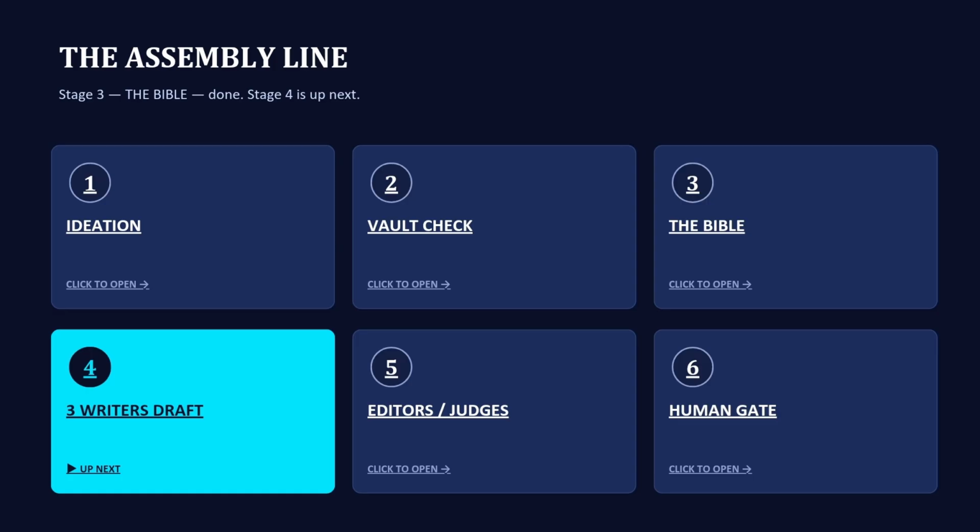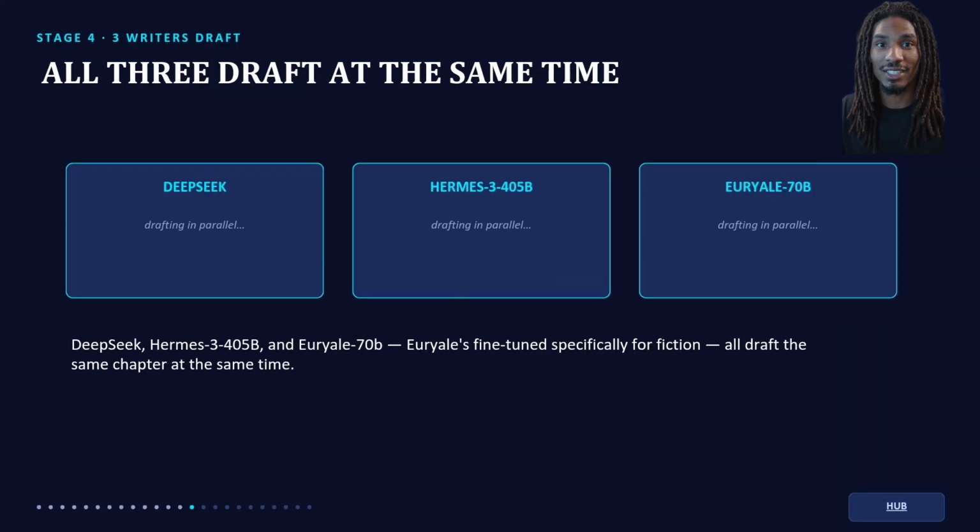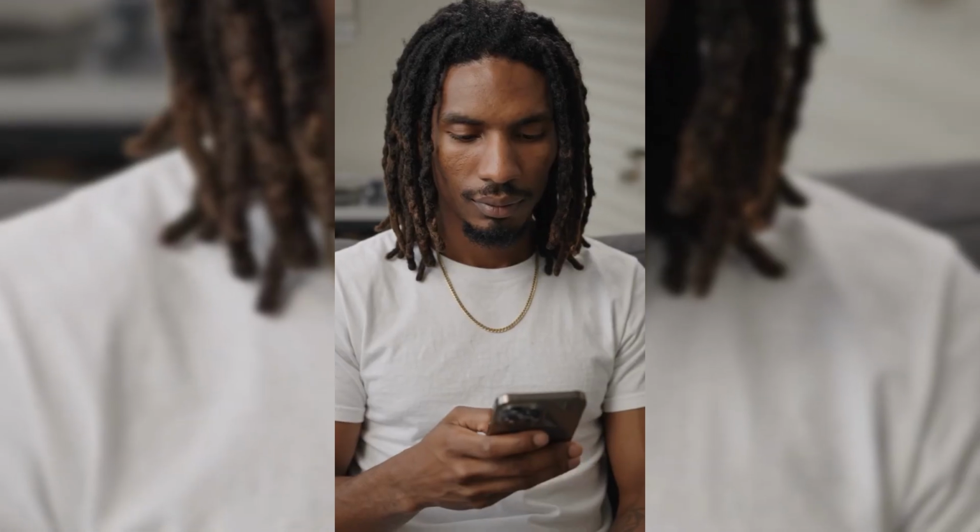Once the Bible's set, the actual writing happens. And this part surprises people. 3 real AI models draft the same chapter at the same time. DeepSeek, Hermes 3405B, and Uriali's fine-tuned specifically for fiction. All 3 draft the same chapter in parallel. There's actually a 4th model, Kimi K3, sitting in the code right now, benched. Real logged reason. It spent 691.9 seconds thinking on a benchmark chapter and came back with literally nothing.